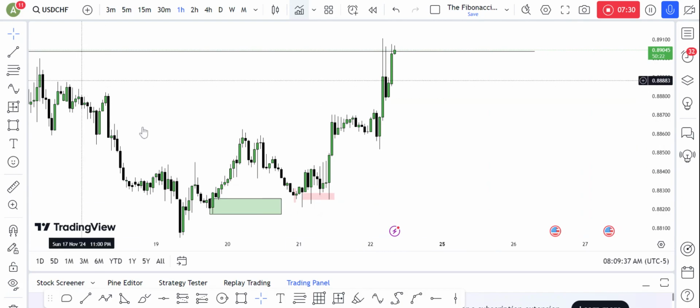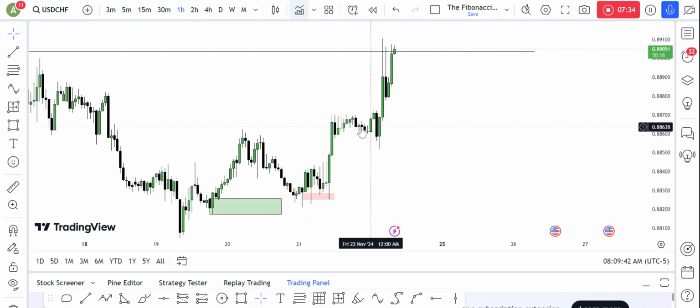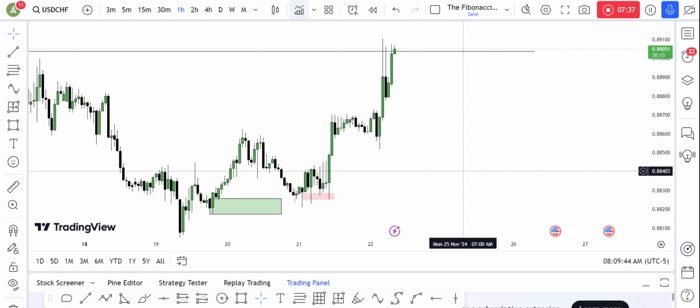And also the USD CHF pair is moving in the London session and New York session. Asian session is all about ranging markets. So this was all about my trade explanation.